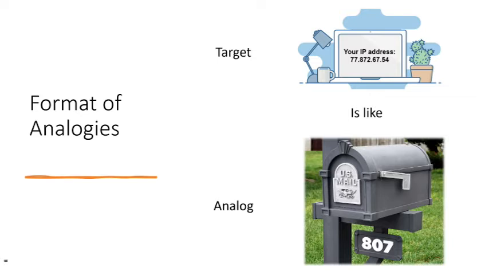Format of analogies. Analogies often take the format that A is like B, where A is an unknown abstract concept and B is something known, which is often something concrete. The unfamiliar concept is the target, and the familiar concept is the analog. In the analogy, an IP address is like a street address. The IP address is the target, and the street address is the analog.